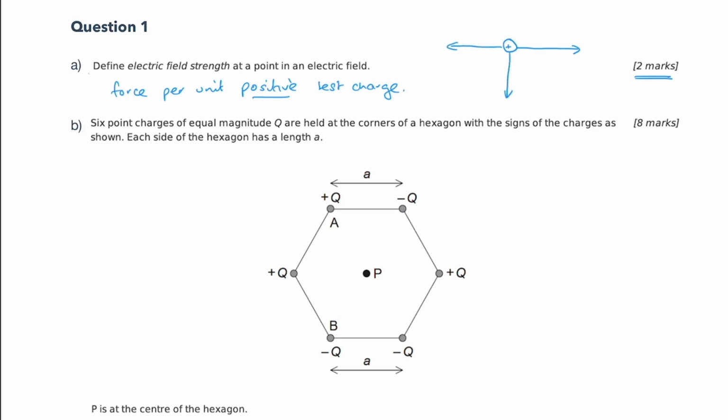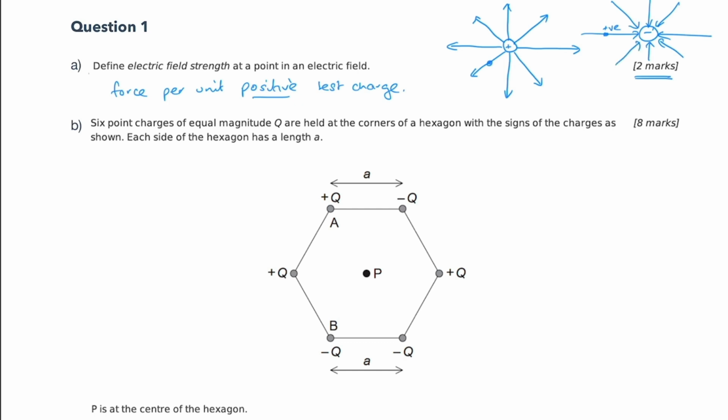So if you're looking at a positive charge and you were to draw the electric field surrounding that, then a positive test charge placed here would be repelled from that positive charge, which tells us that the direction of the electric field is radially outwards. If, however, we're looking at a negative charge, then the positive test charge would be attracted towards that negative charge. So the field is radially inwards.